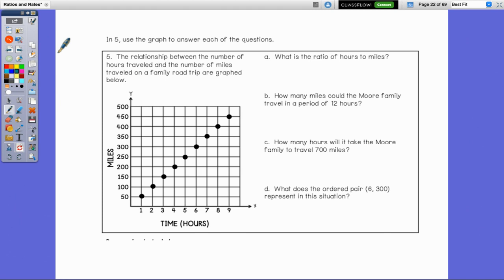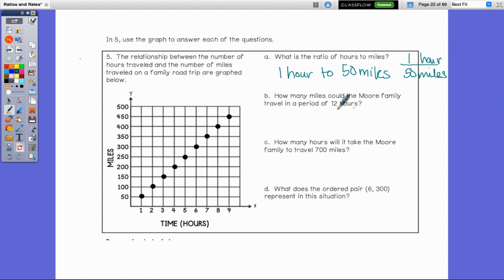Use the graph to answer each question. The relationship between the number of hours traveled and the number of miles traveled in a family road trip are graphed below. Love graphs. Beautiful linear graph. What is the ratio of hours to miles? First, it wants hours to miles. Guys, start with the number 1. It makes life so easy if it's there. Come up and over. It is 1 hour to 50 miles. Remember, you could also write that as a fraction. 1 hour to 50 miles.